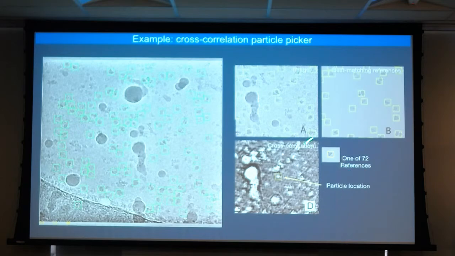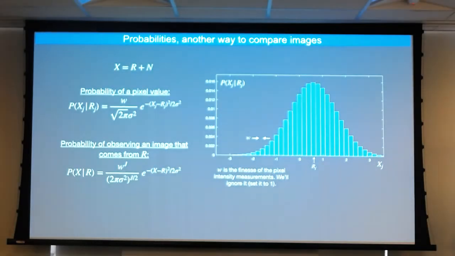And in this little particle picker, what I did was I made about 40 other references that are designed to look like ice blobs. And anywhere I discovered an ice blob, I don't have this actual particle. So anyway, that's an example of how one can use correlation.